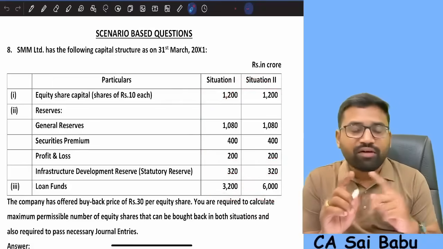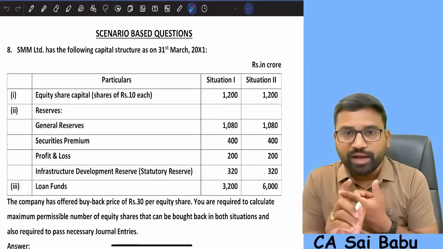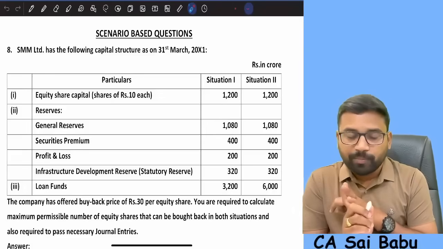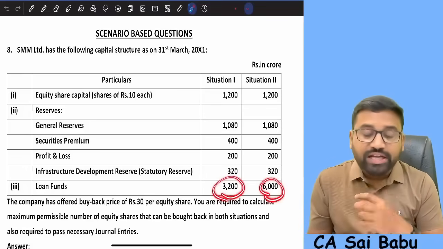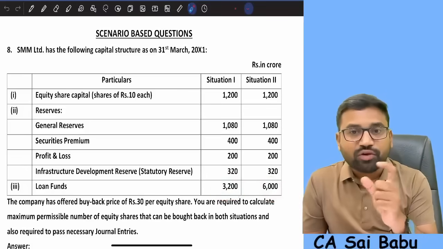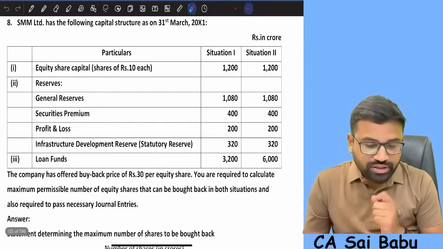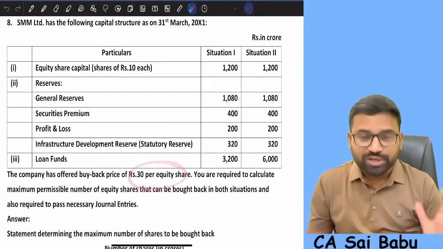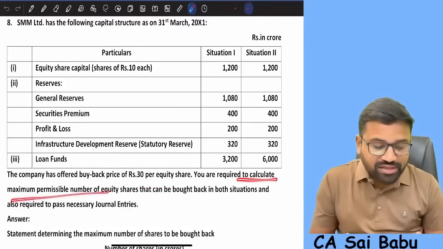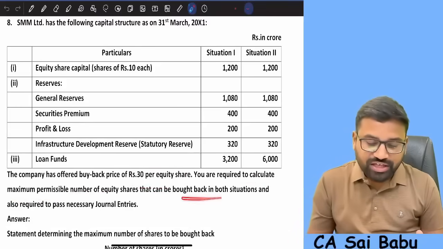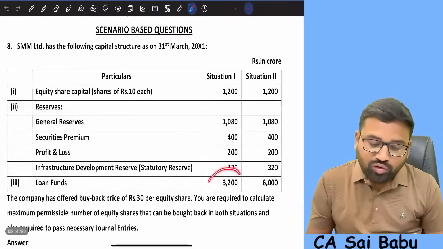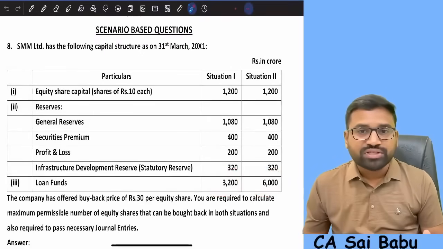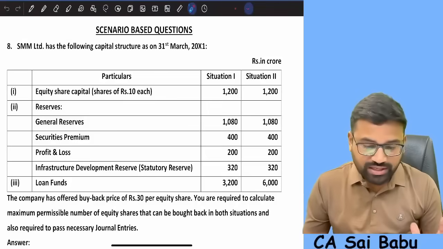When they ask for the maximum number of shares to be bought back, you need to apply 3 tests. The resource test and the shares outstanding test are the same. When the loan funds are different, the debt equity ratio test will change. So the major focus is on the debt equity ratio test. Now in this question, sir, this company wants to buy back the shares at 30 rupees per share. And they are asking us to calculate the maximum permissible number of shares that can be bought back in both situations: when the loan funds are 3,200, and when the loan funds are 6,000 crores. They are also asking this.